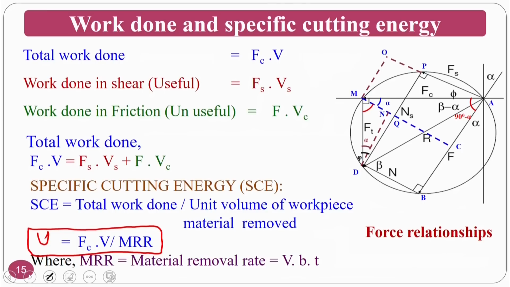That is nothing but my chip thickness, that means the uncut thickness, which is called my feed, into the depth of cut, and this is the cutting velocity. So if this is in mm, this is also in mm, and this is in mm per minute or second, you will get the material removal rate. Okay, that is about the specific cutting energy. Some people will calculate it in other ways also.